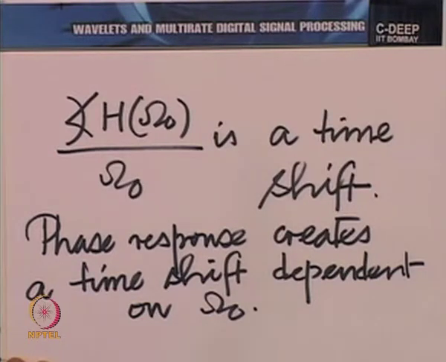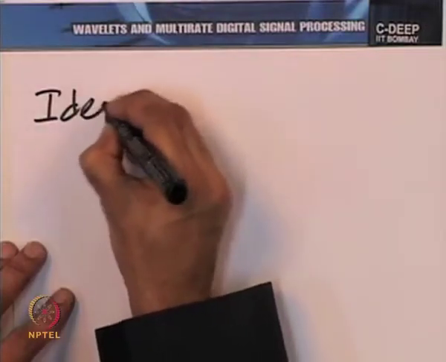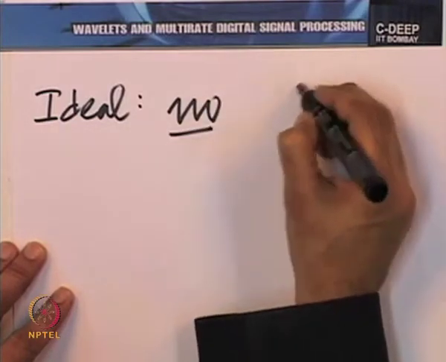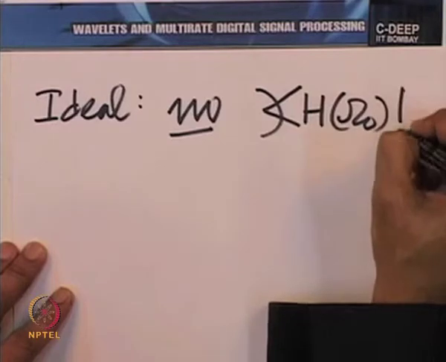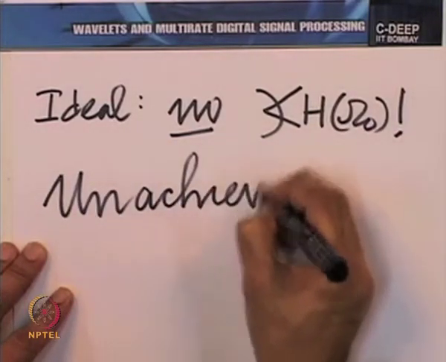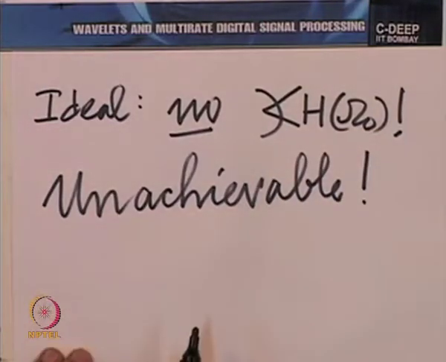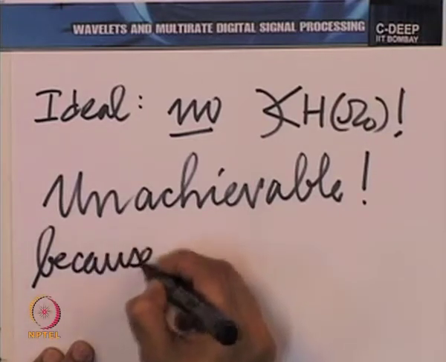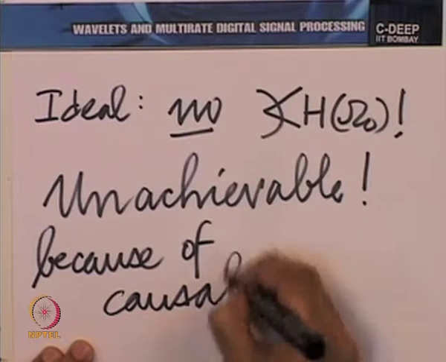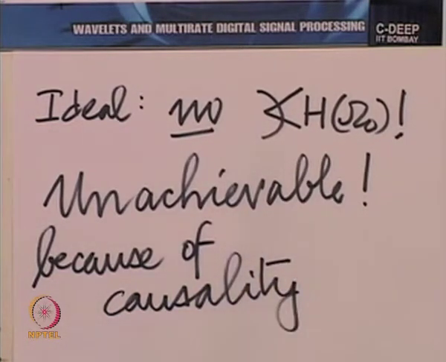What is a good situation to have? An ideal situation is no phase response. This is unachievable. In fact, it is unachievable because of causality. If you want the filters to be causal, then you cannot ask for 0 phase. Incidentally, that is why you can use 0 phase filters in dealing with images, in dealing with 2-dimensional data, because in 2-dimensional data, causality is not an important requirement. But when you are dealing with 1-dimensional data in time, causality is essential, you cannot avoid it, and therefore, you cannot avoid a phase response either.